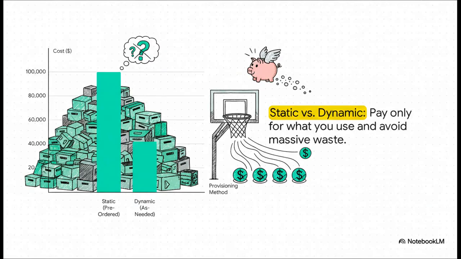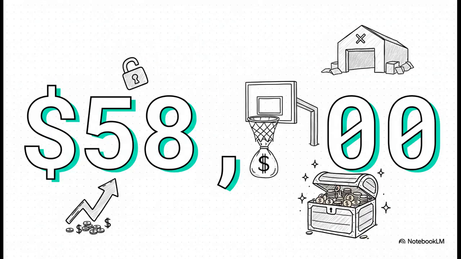I mean, just look at this. The difference in the budget here is absolutely staggering. With the old static way, maybe you're spending $100,000 just guessing what you're going to need. But with the new dynamic way, you're only paying for what you actually use. And in this example, that's just $42,000. The savings are enormous. That is $58,000 saved.